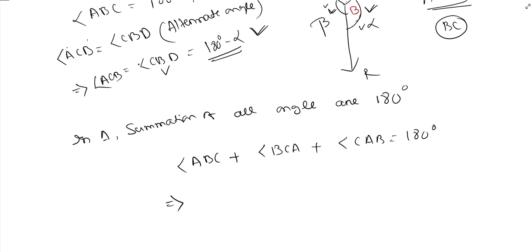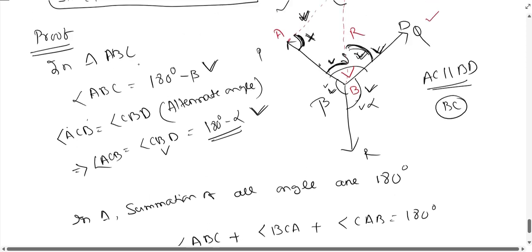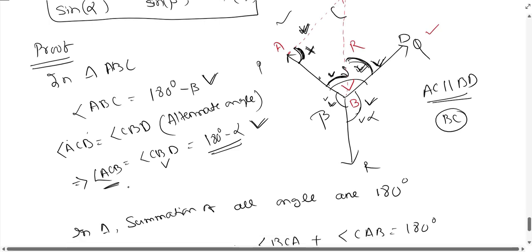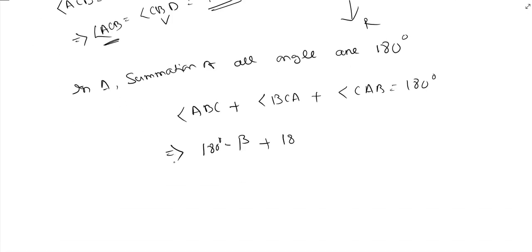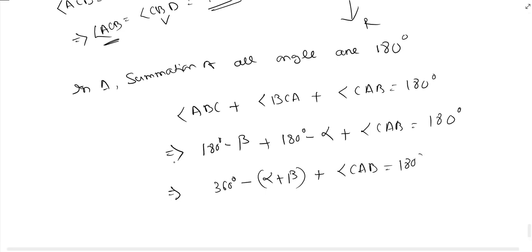Again we know angle ABC का वैल्यू कितना है, 180 डिग्री माइनस बीटा. एंगल BCA का वैल्यू कितना है, BCA और ACB इज इक्वल टू 180 डिग्री माइनस अल्फा, एंड वी डोंट नो एंगल CAB वैल्यू. टोटल समेशन इज 180 डिग्री. So 180 plus 180 is equal to 360 degree minus alpha plus beta plus angle CAB is equal to 180 degree.